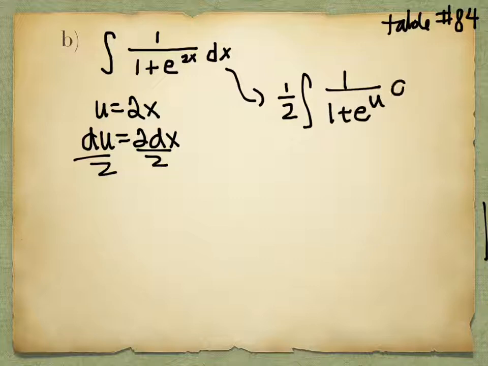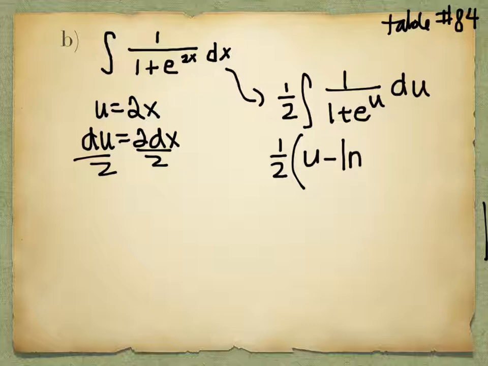The nice thing about it, of course, is that it really exactly matches page 80, table 8, number 84 in the table. So we go to the right-hand side, and the right-hand side says that this is, I've got my 1/2 out in front, u minus the natural log of 1 plus e to the u, and then all of this has a plus c. And you could have put the u in that step if you'd wanted.